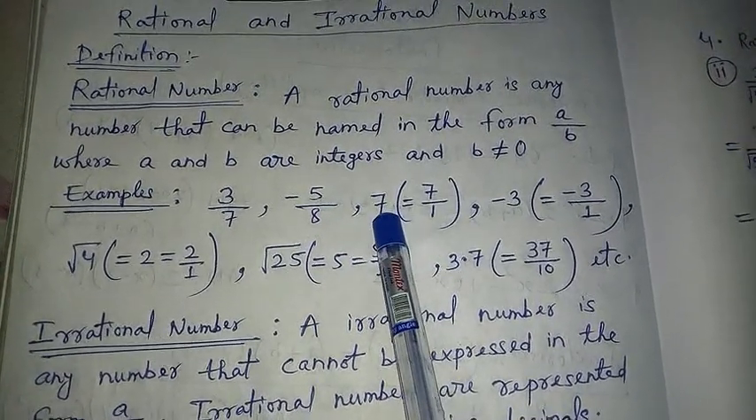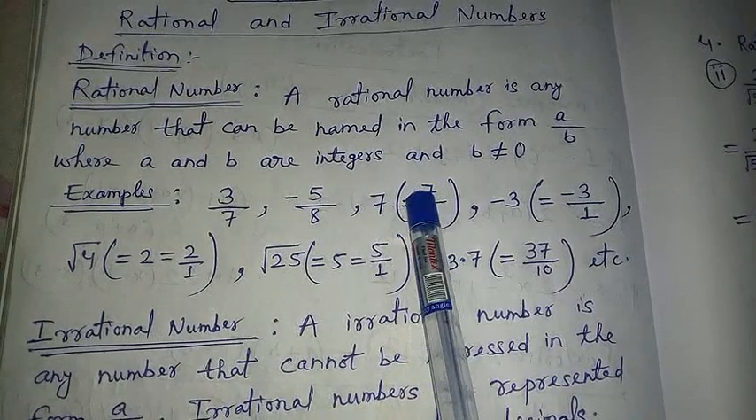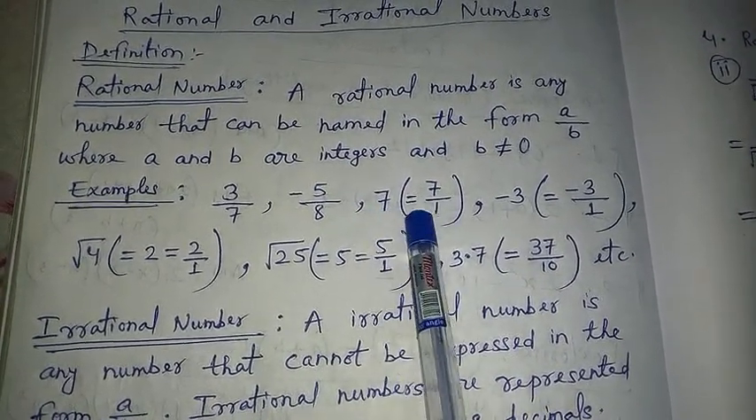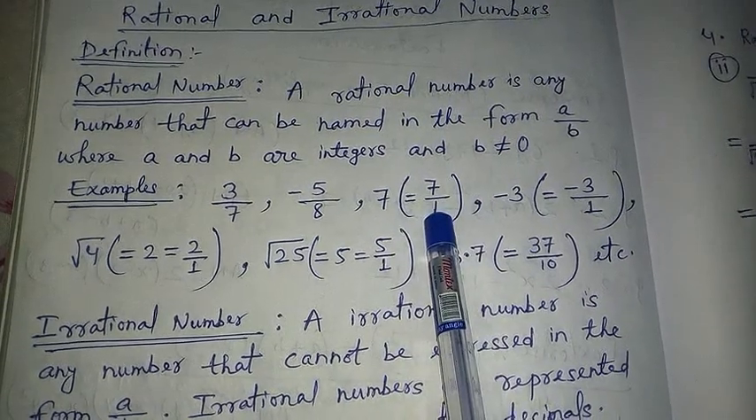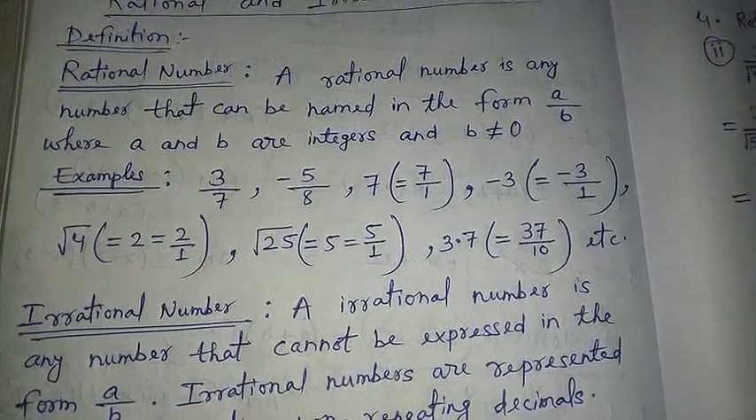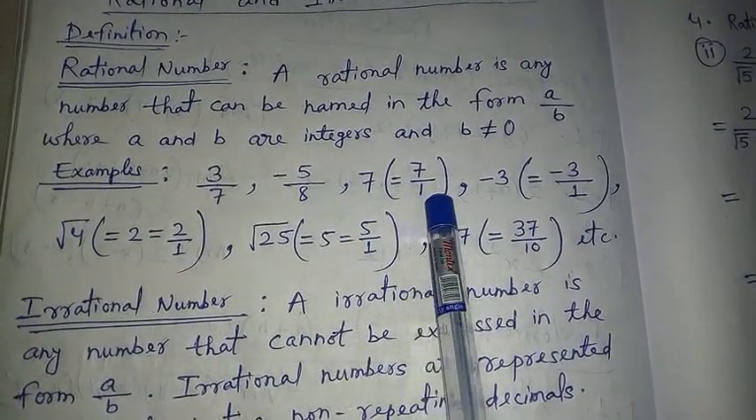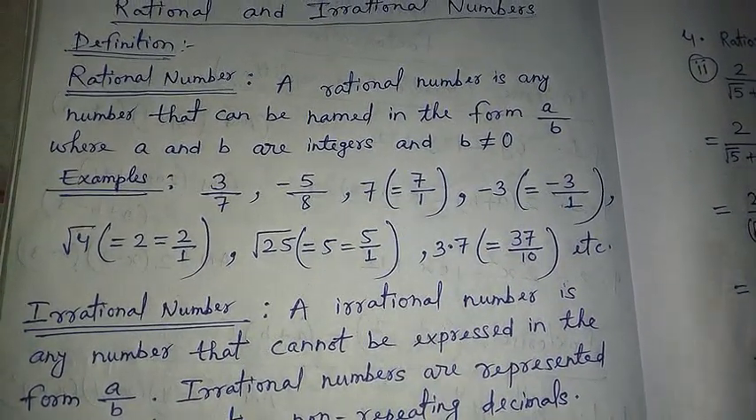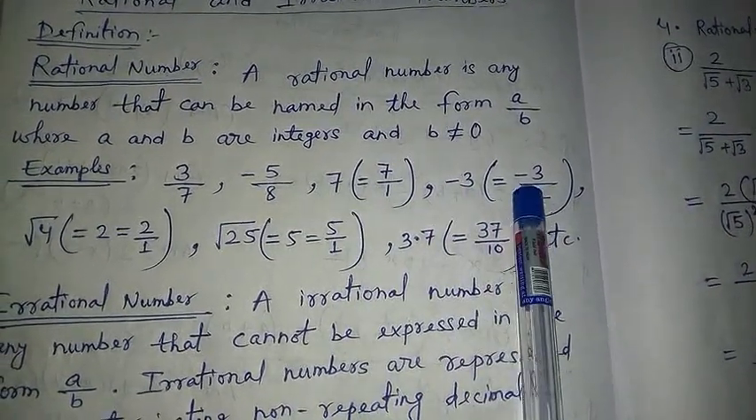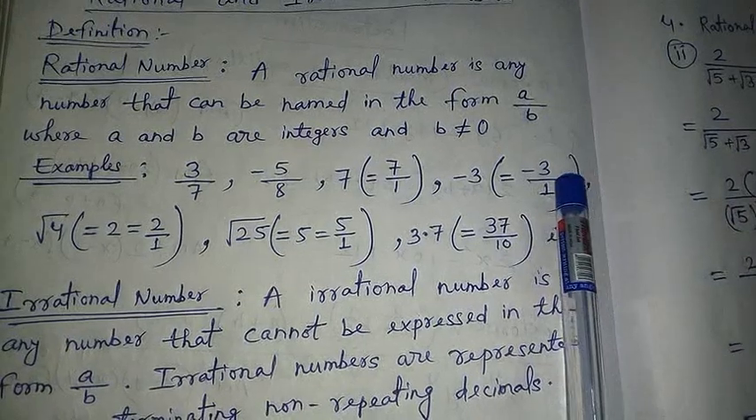Like 7 also is a rational number. You might say there is nothing in the denominator. Actually, where there is nothing in the denominator, it is understood there is 1. So we can write 7 as 7 by 1. That's why 7 also is a rational number. That means every number, 1, 2, 3, 4, whatever numbers there are, all are rational numbers. Minus 3, that means every negative number also is a rational number.